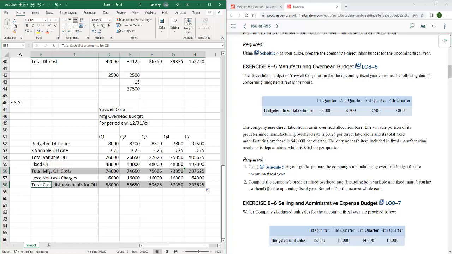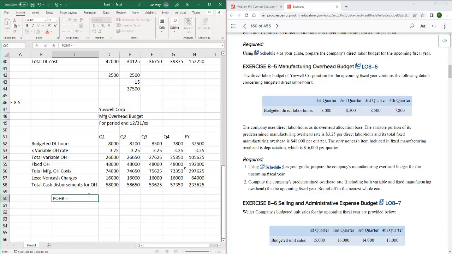Okay, now the second part said, compute the company's predetermined overhead rate, including variable and fixed overhead for the upcoming year, round off to the nearest whole cent. So thinking way back to chapters 2, 3, and 4, our predetermined overhead rate was always our total estimated overhead for the period, divided by the total estimated activity or allocation base, which in this case is the direct labor hours. So for this particular scenario, that's going to be our total estimated overhead cost for the full year.